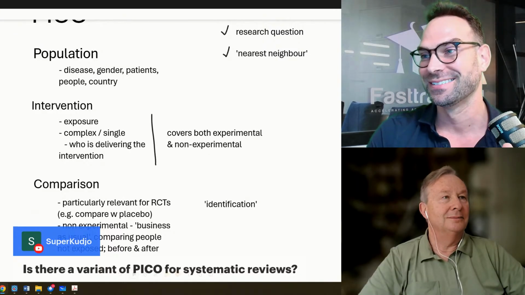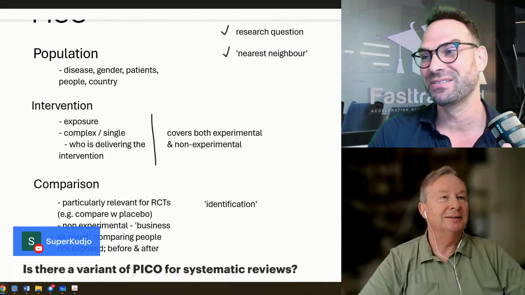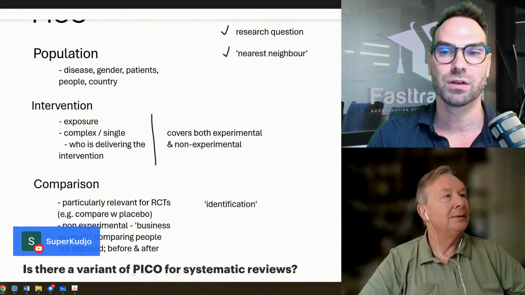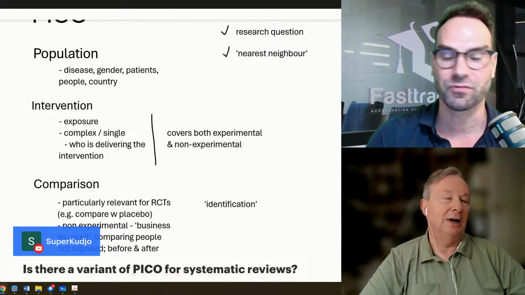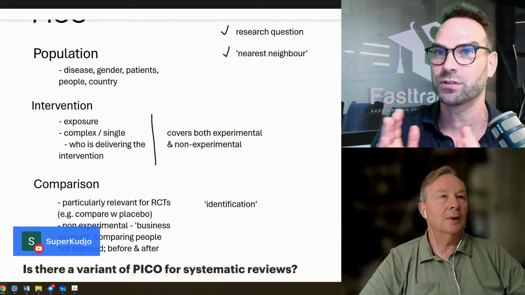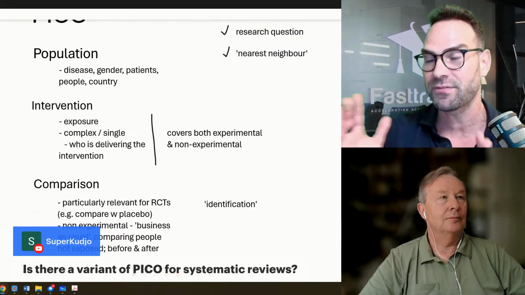Well, the PICO is for systematic reviews. Yeah, it is. But we recommend it, and we found it works well not just for systematic reviews but for any type of research project in general, because it forces you to have very well defined parameters. And I think one of the challenges people have with literature reviews is not having a well defined topic.